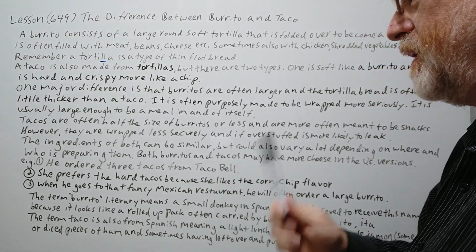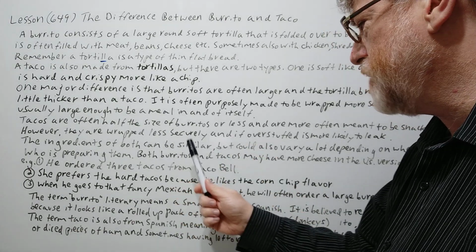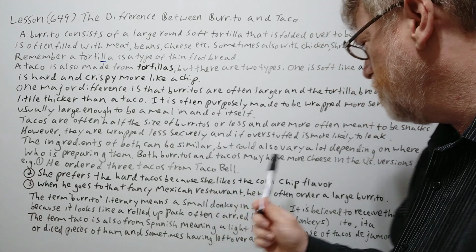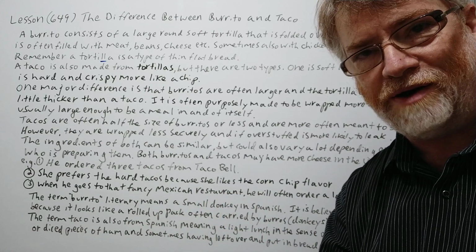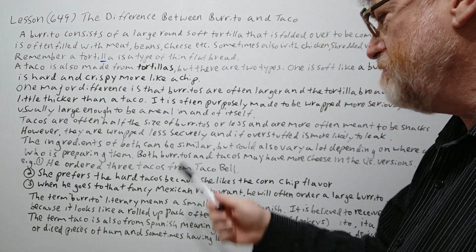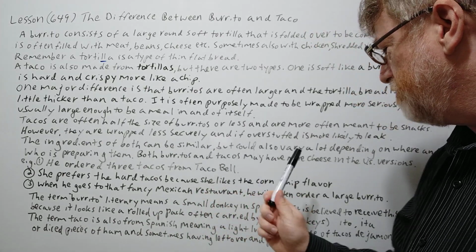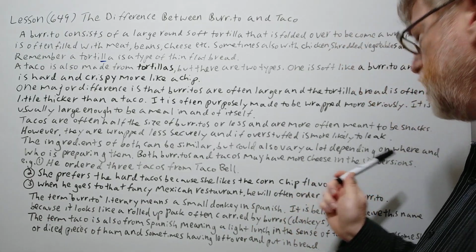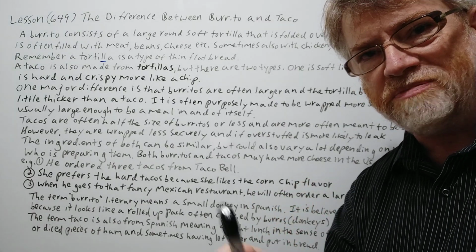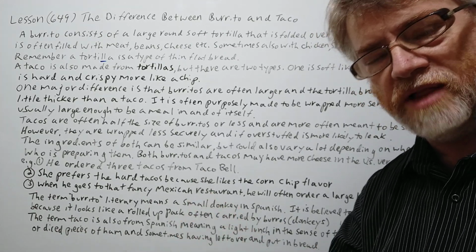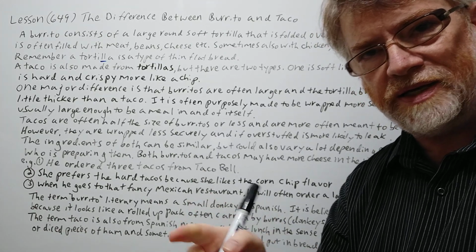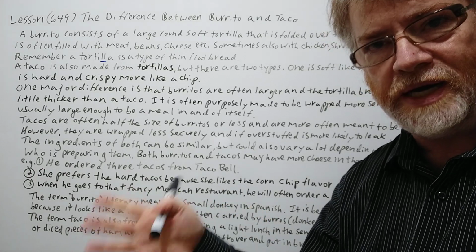All right, let's continue. The ingredients of both can be similar, but could also vary a lot depending on where and who is preparing them. Okay, both burritos and tacos may have more cheese in the U.S. versions. There's not as much cheese in the Mexican version, but in the U.S. version, especially in California and other places, cheese is a more prominent ingredient.